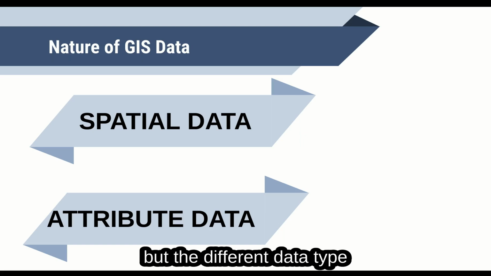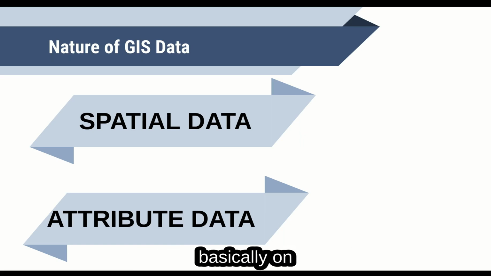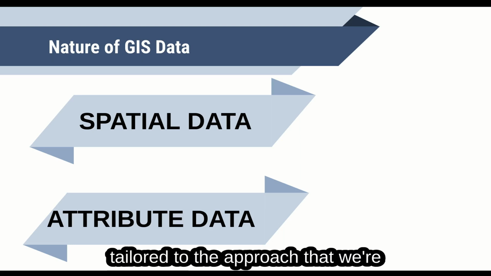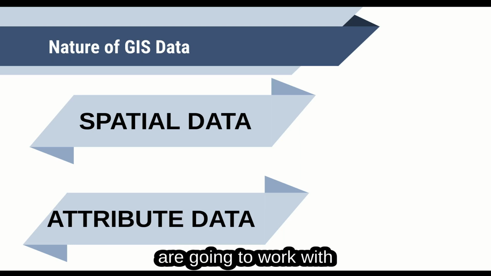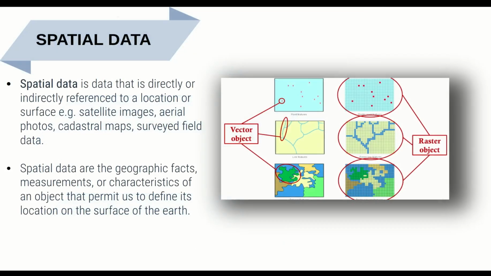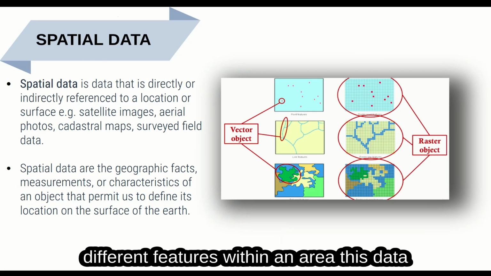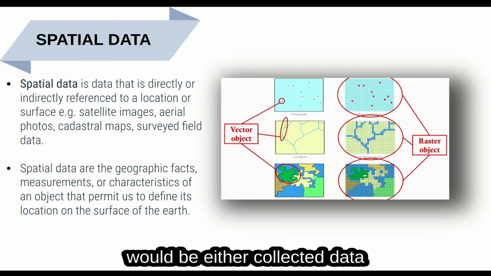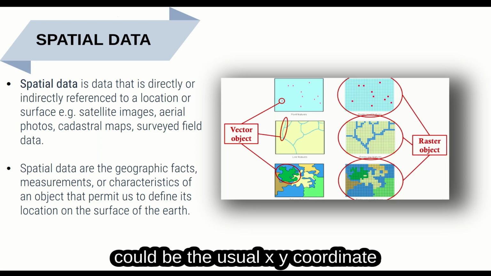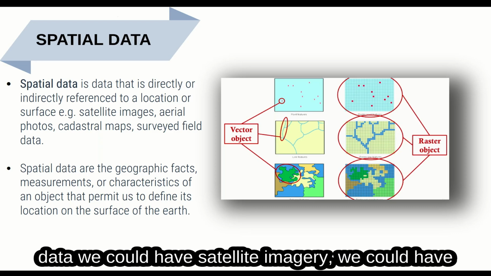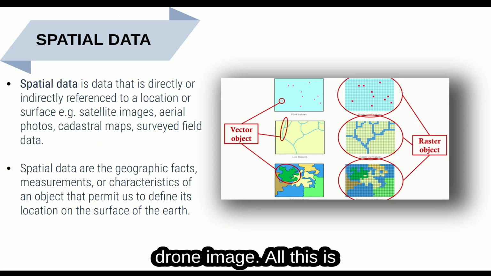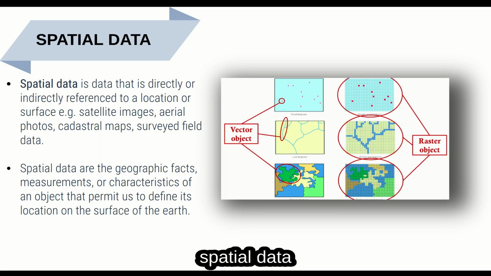Of course, this will be limited to a specific sector, but the different data type. We shall see that, and that is basically tailored to the approach that we are going to work with. We have spatial data, which is data showing you the different occurrence or different features within an area. This data could be either collected data, could be the usual XY coordinate data. We could have satellite imagery, we could have drone image. All this is spatial data.